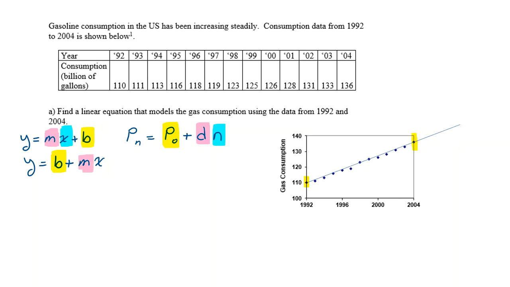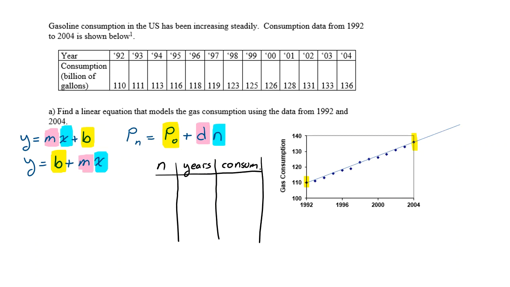So let's see if we can find some of these values. Let's find our common difference, or our slope, using the 2 points that we said we were going to use. If we think about a table here, we've got our years. Let's talk about n, and then our year and our consumption. We'll just abbreviate that. So we have to decide what we're going to make year sub 0. What's going to be p sub 0? Since we're starting in 1992, this should say year instead of years.